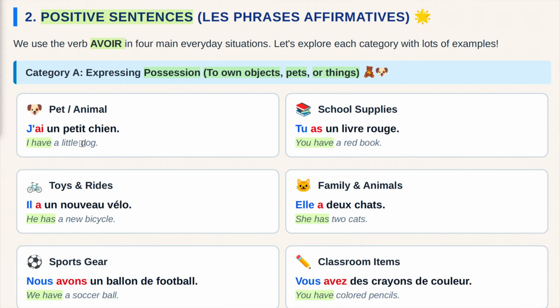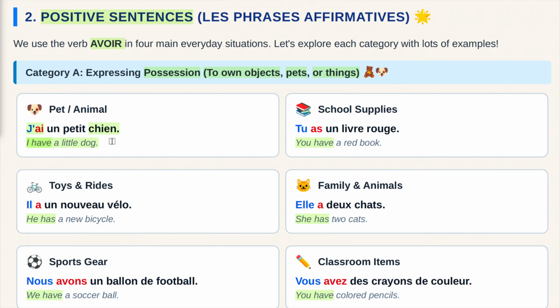So let's do one example together. This is, I have a little dog, okay? So I have is nothing but j'ai. I have a little dog. Now dog is nothing but chien.